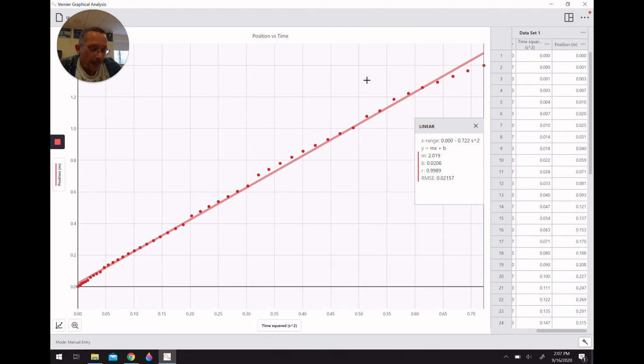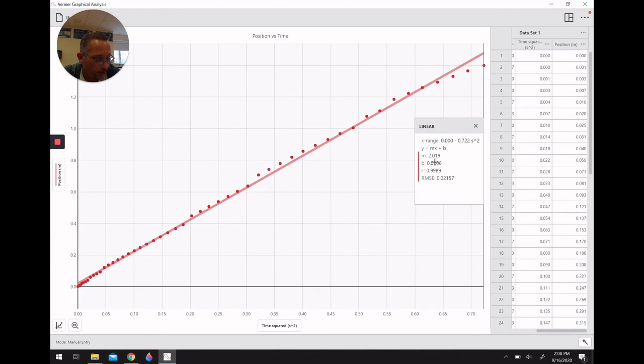Okay, and now in your lab handout, what you want to do is find the slope of this line, which is easy because it's in the box right here. You see m? 2.019 is the slope of your line. And since all the numbers I measured had 3 significant figures, I would only trust that to 3 significant figures. I would call that 2.02.